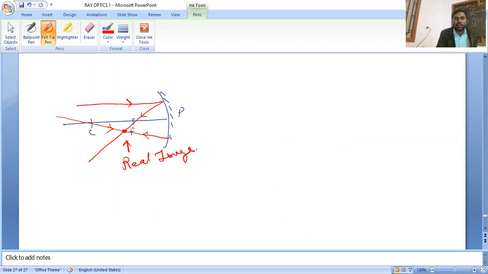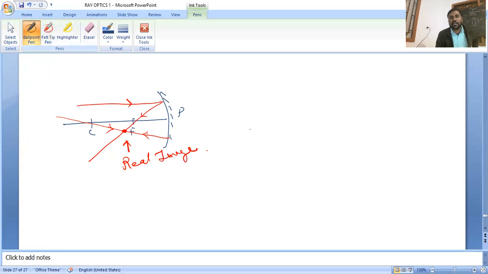Real image means the rays after reflection are meeting in real. They are meeting really, so the real image is formed. Understood my point? When rays after reflection meet in real, it forms a real image.